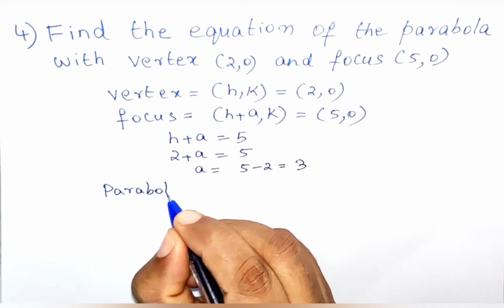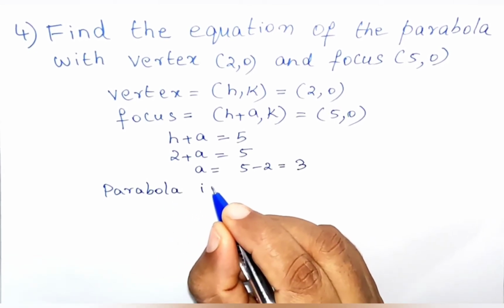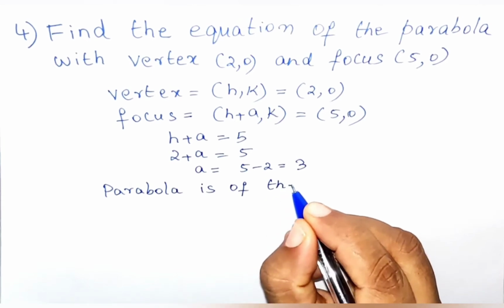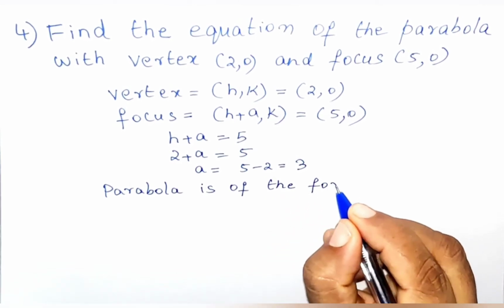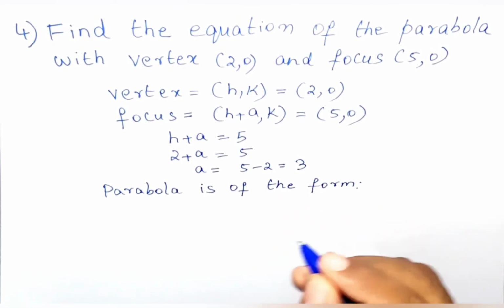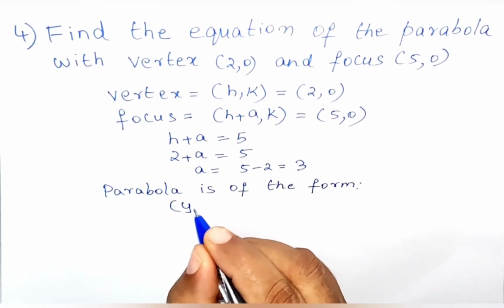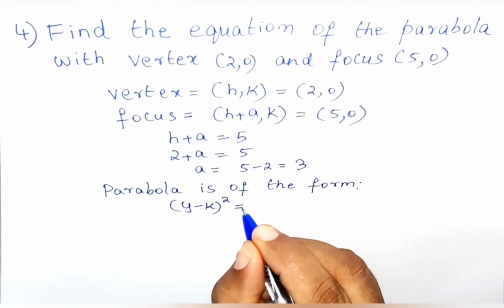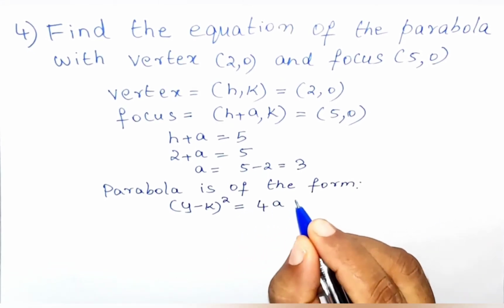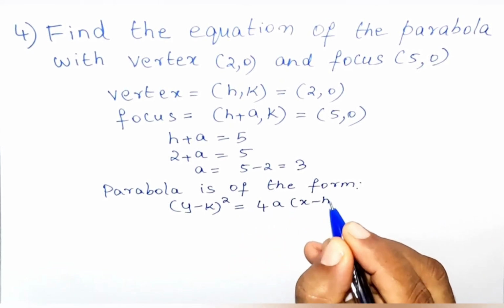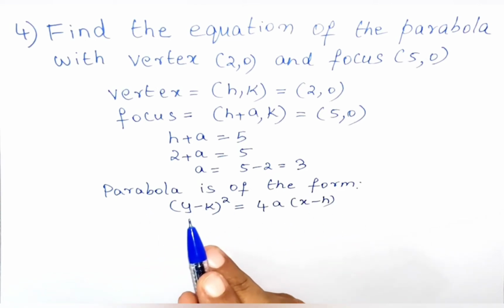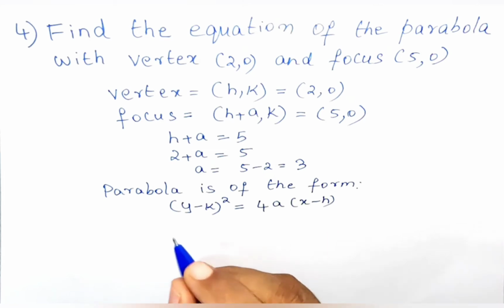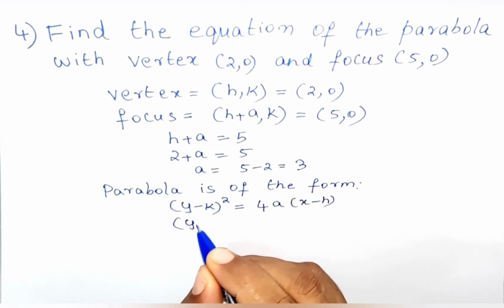Now the parabola. We have already studied the standard form of the parabola. The parabola is of the form y minus k whole square is equal to 4a into x minus h. What is the form of the parabola? y minus k whole square is equal to 4a into x minus h is the parabola.